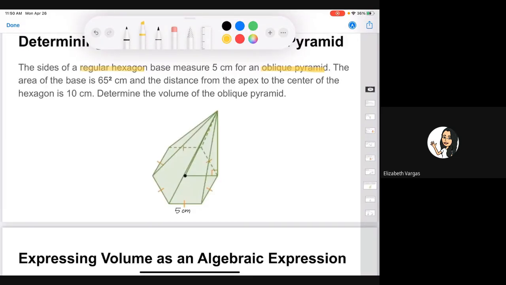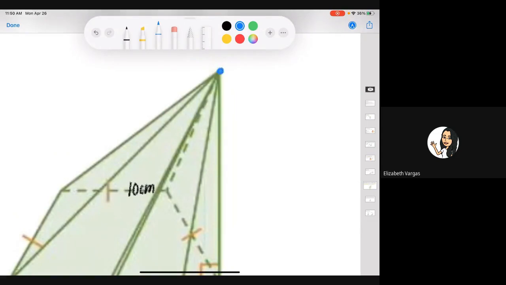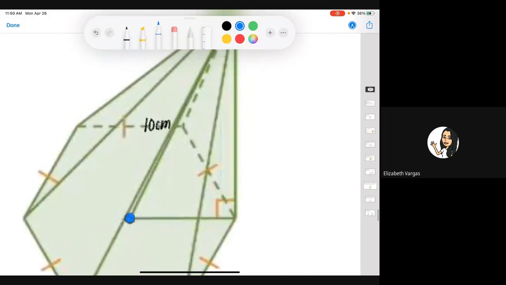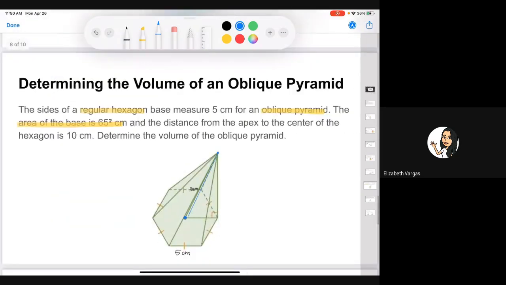We're told the area of the base here already. And the distance from the apex to the center is 10 centimeters. So that would tell me that this side is 10 centimeters because it goes from the apex to the center. So this is 10 centimeters. Determine the volume of the oblique pyramid.